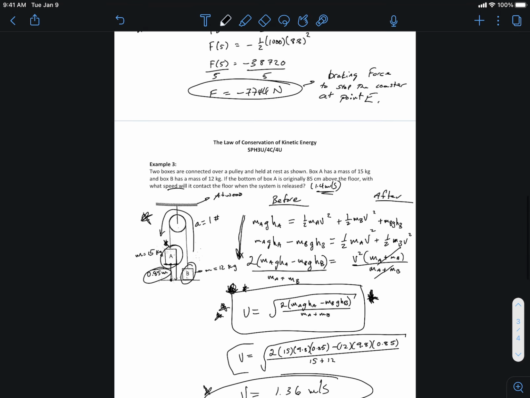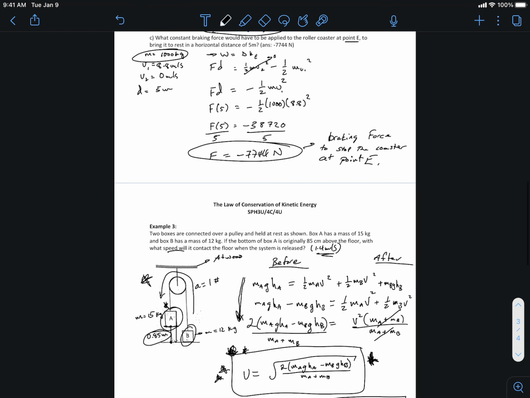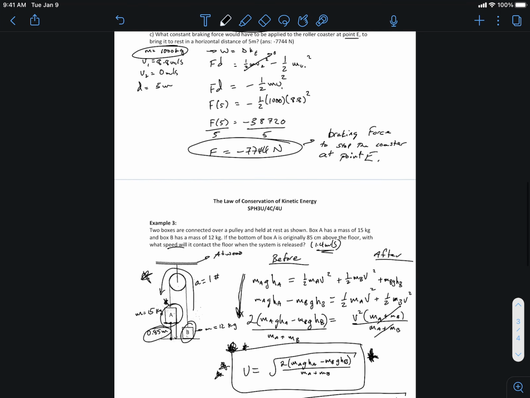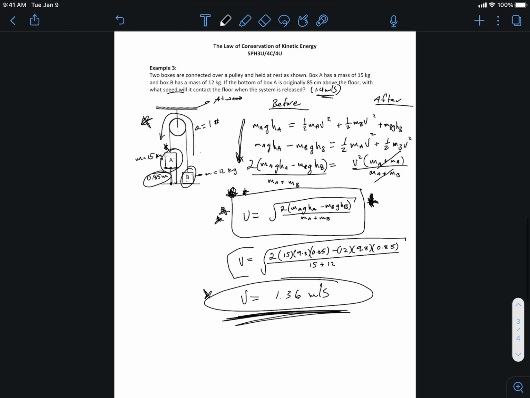Hopefully that clarifies this morning, at least for part C. I forgot a 0 in the question when I was typing it, and that would be an alternative way to solve an Atwood machine. Okay, so that's it.